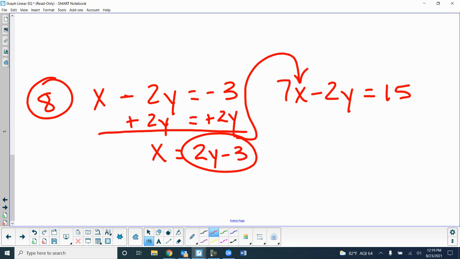Okay. So then I'm going to go 7 instead of x. I'm going to put 2y minus 3. That's the substitution. And then I'll distribute the 7.